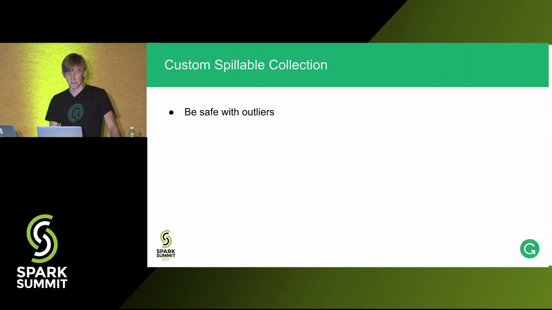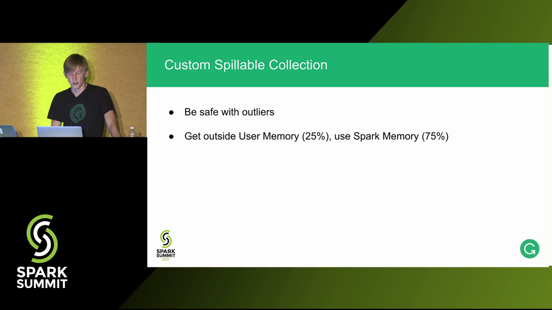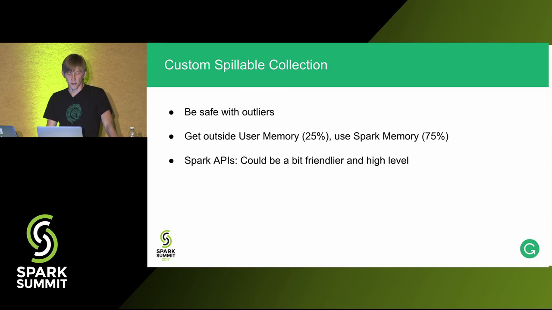So in the end, this approach allows you to be safe with outliers when you process potentially unlimited amounts of data, or data not fitting in memory, in your task code. You can benefit from the whole memory you have instead of the smaller portion you usually have in your user space. And yeah, small comment, I think these APIs are not very published in Spark documentation, but they could be, which would probably encourage more people to do so.